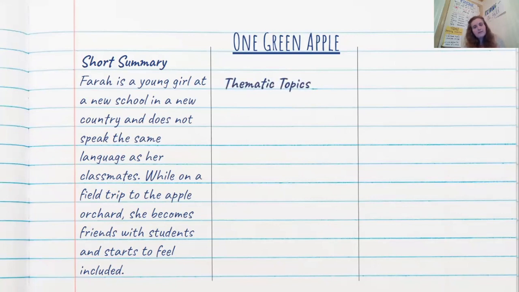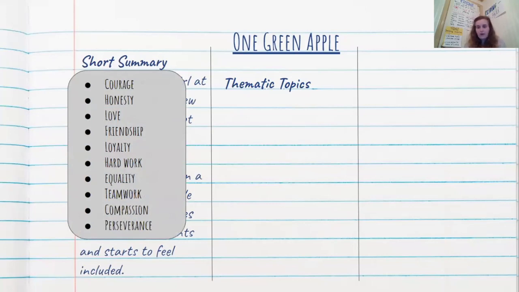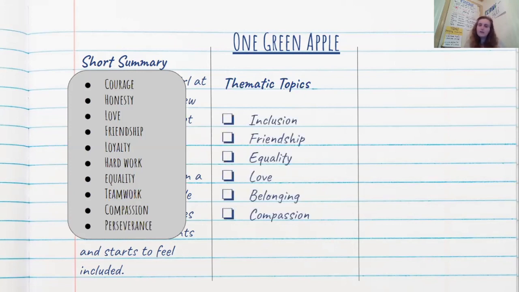In this middle box, you're going to write some thematic topics. So this is your list of possible topics. You can always include more. These are not the only thematic topics, but I want you to see if you can choose 4 topics that relate to this story. Go ahead and do that now. You can pause the video. All right, so the topics I wrote were inclusion, friendship, equality, love, belonging, and compassion. I think that all of those topics relate back to our story.